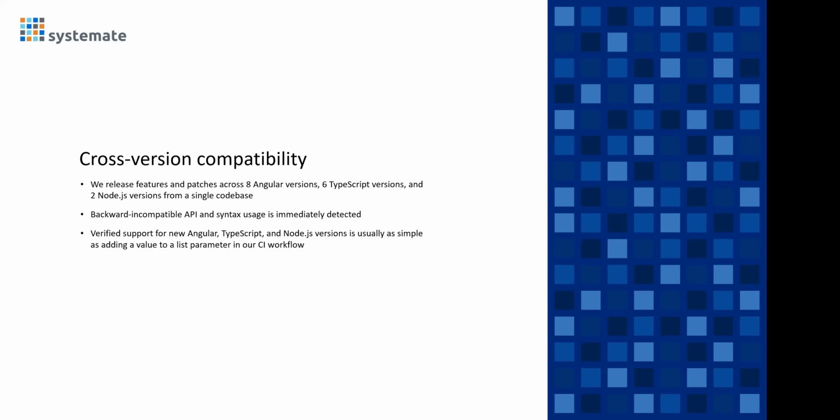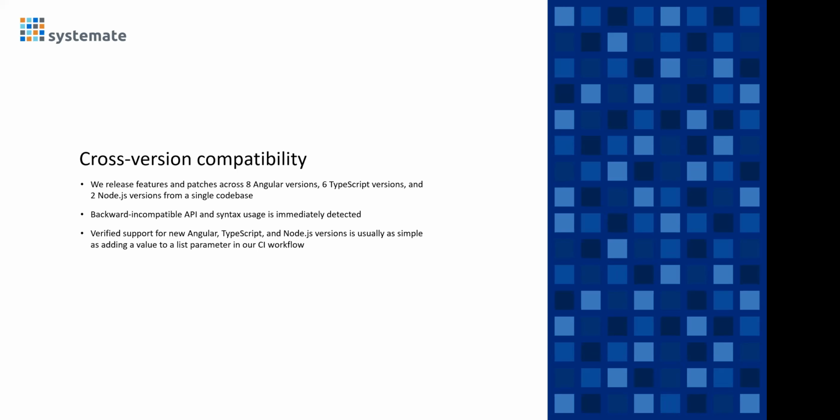So there's nothing in the source code about this version or that version of Angular or TypeScript. There's not different branches. We don't have a project per version of Angular we support. So we have just as little code as possible. And then we have this complex CI workflow instead.